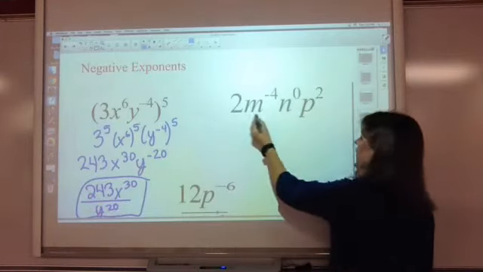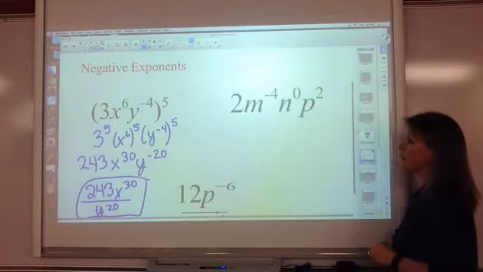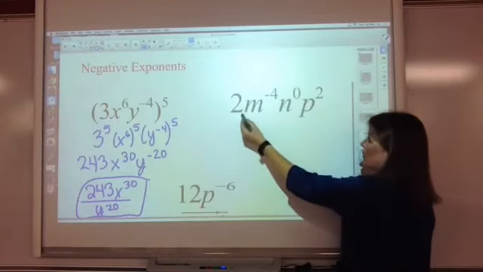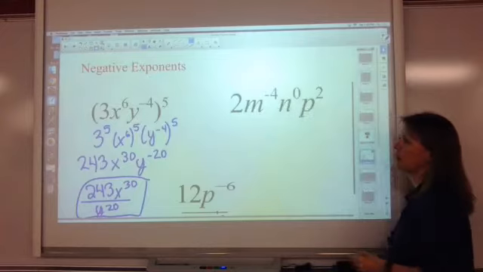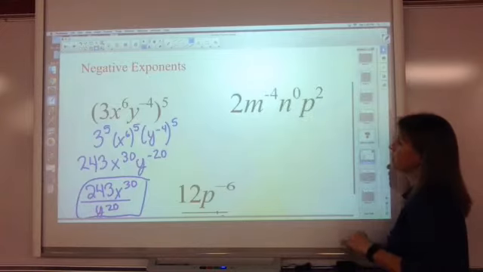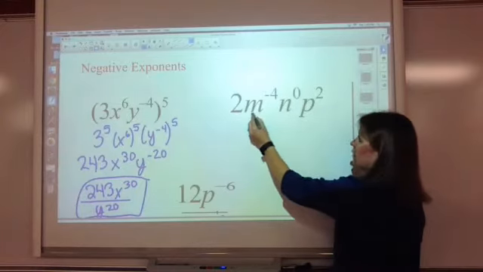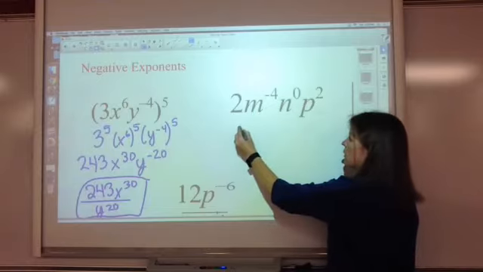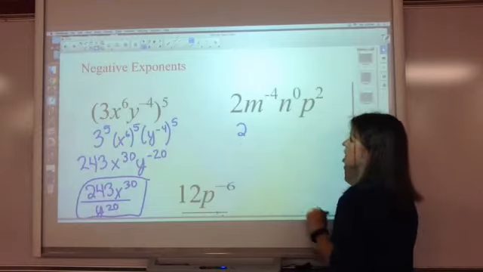Over here on the next one, there are no power rules that you have to do, no exponents. You have a 2, an m, an n, a p. None of them are alike. None of them have extra powers. The one that does not belong up here in the numerator is m to the negative 4th power. So let's move it to the denominator.